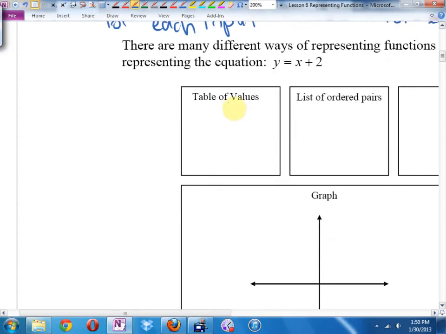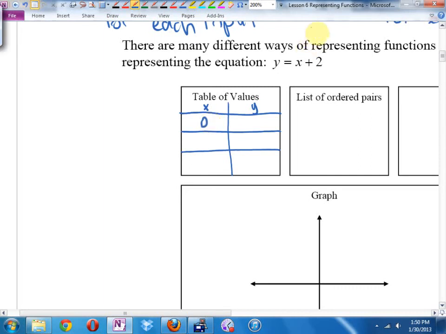Draw a little line down the middle. Call this x. Call this y. And you could try putting in some inputs. What would be nice numbers to try? I always start out with an even better number, 0. Because if it's 0 for x, that also means it's a y-intercept, which is easy to graph because I almost always have a y-axis. Put a 0 in for x.